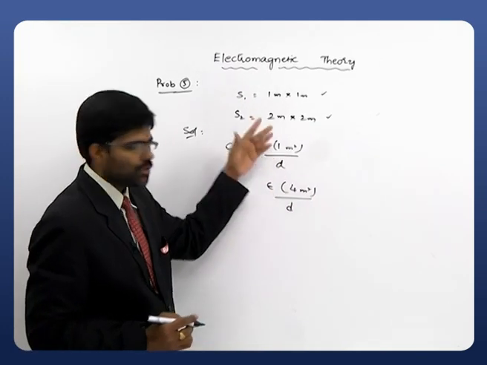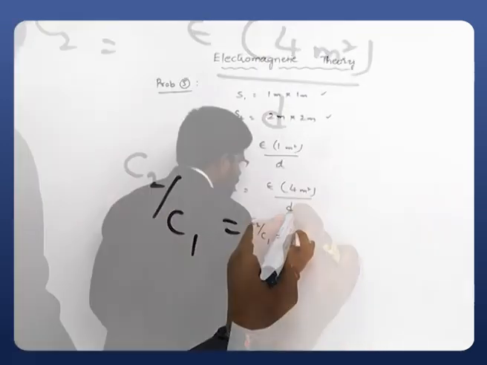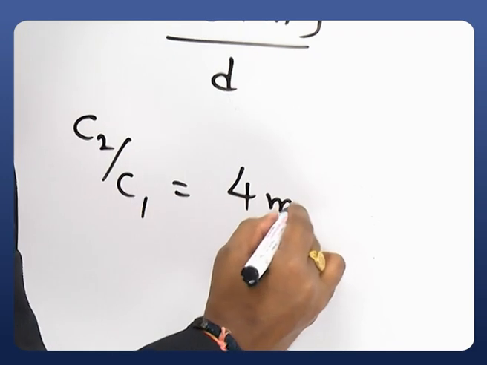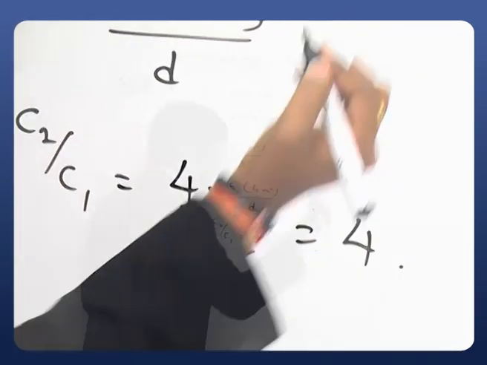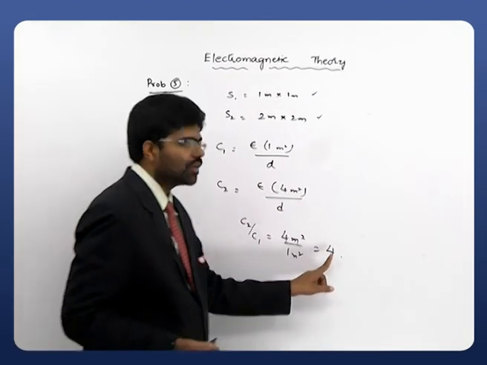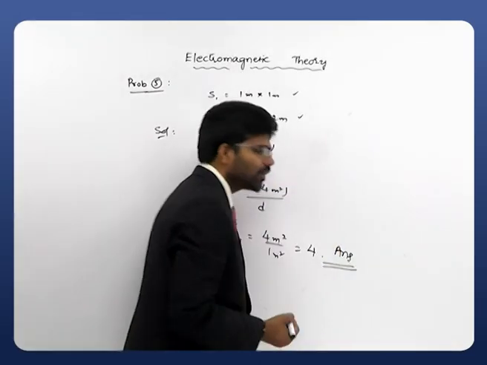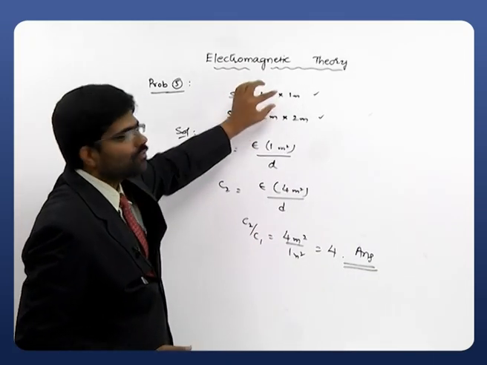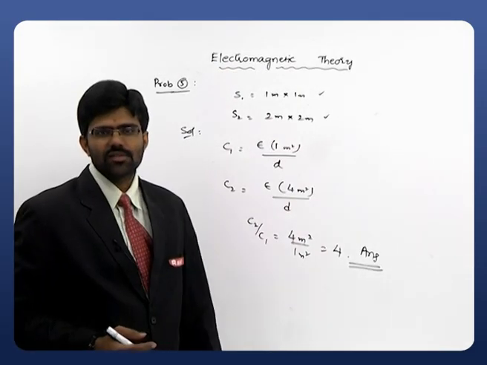Just take the ratio of these two, C2 by C1 is what we require. So the second one to the first one is equal to, if you compare them, obviously the answer is 4 meter squared by 1 meter squared, which is equal to 4. So the ratio of the capacitance of the second one to the first one is 4. This is our answer. A very simple problem, just with the observation of the dimensions of our plates, we can directly say 4 by 1, so 4. This is our solution.